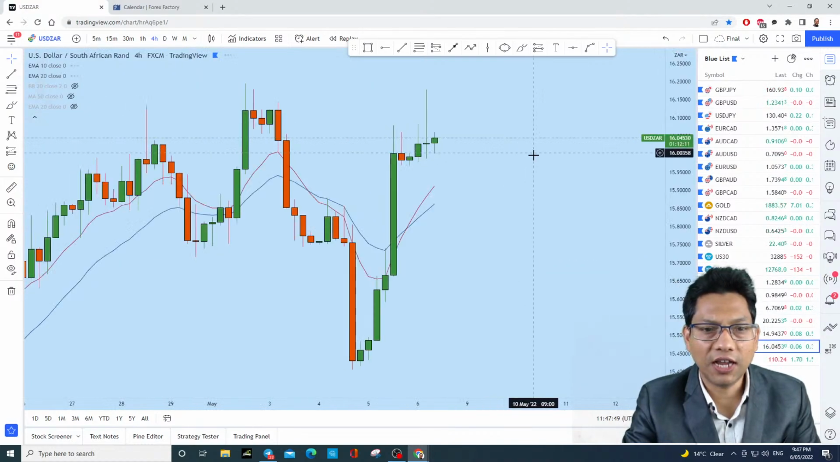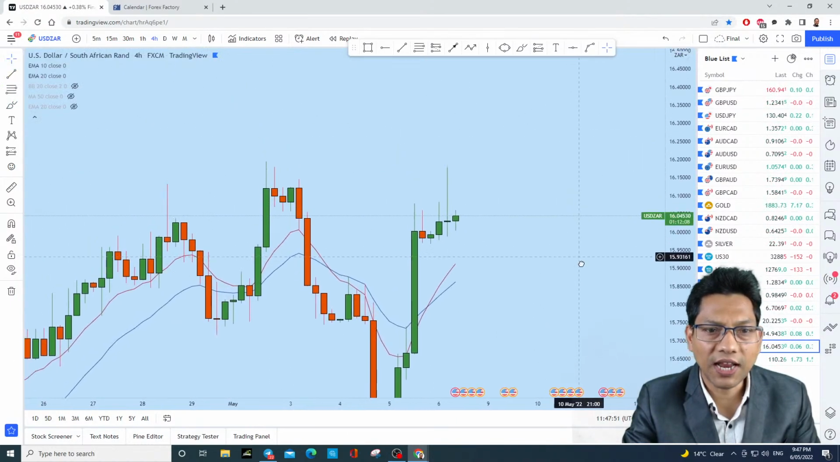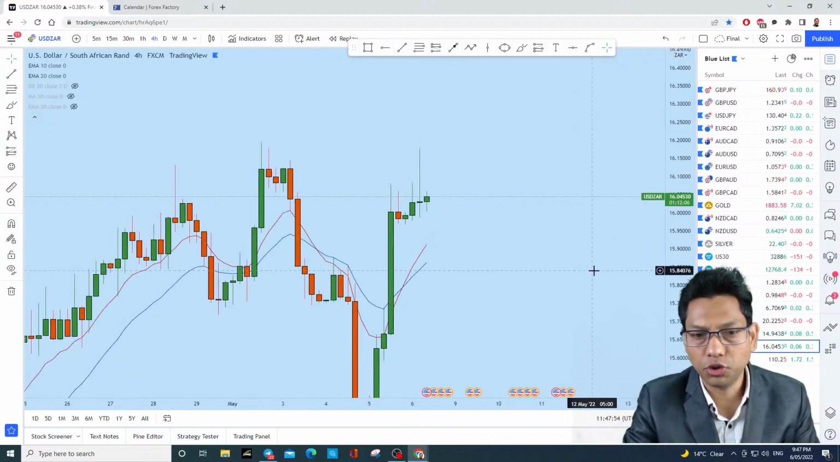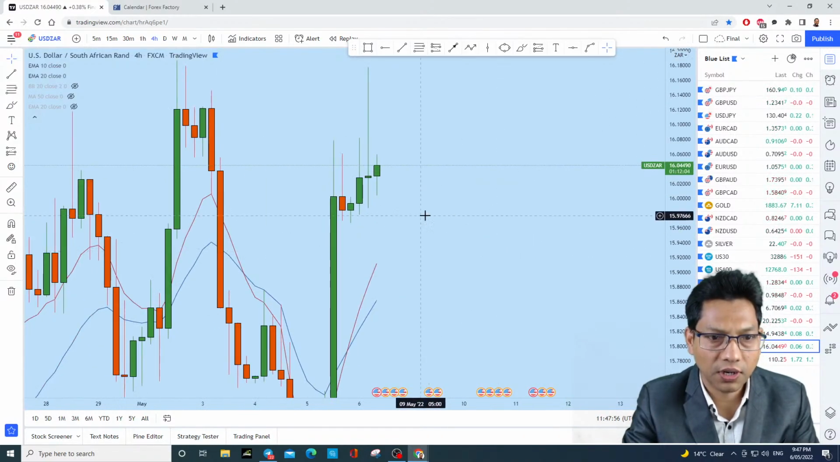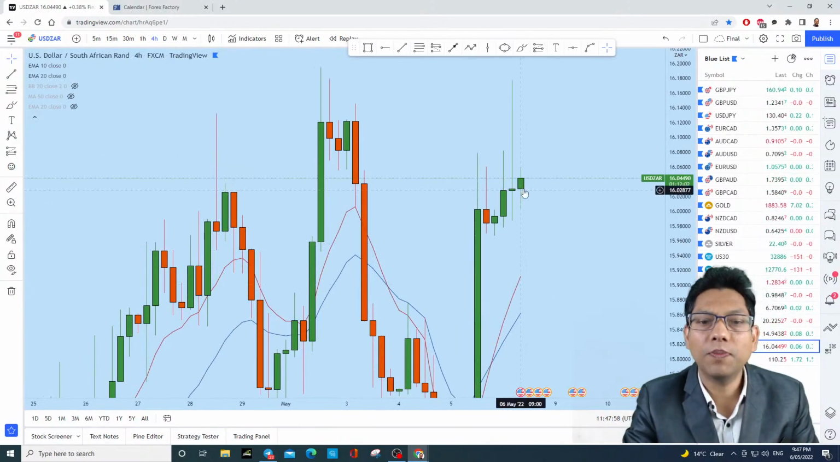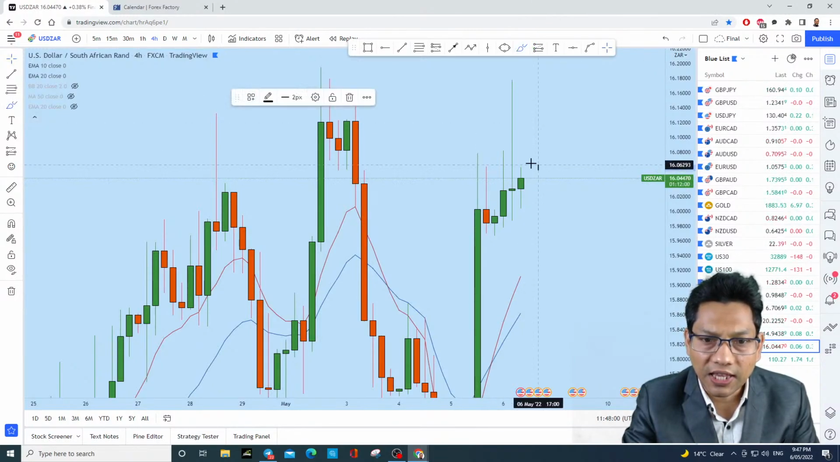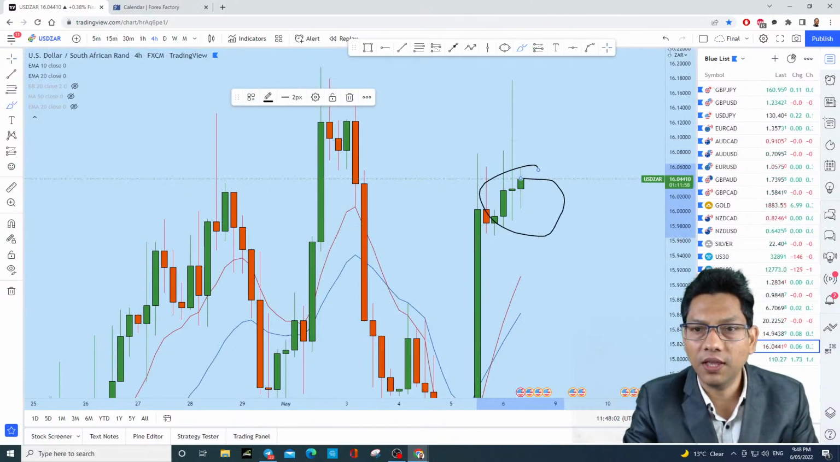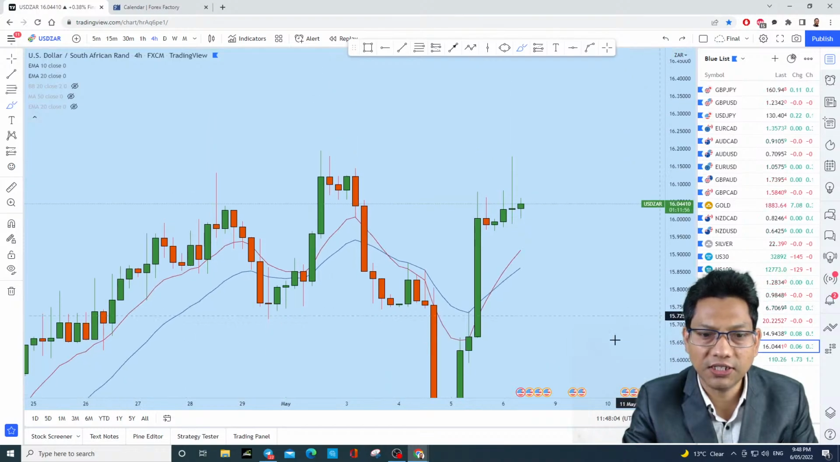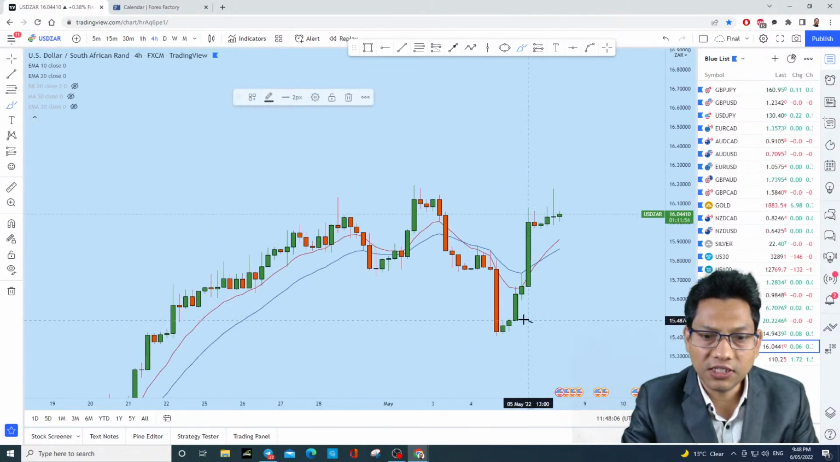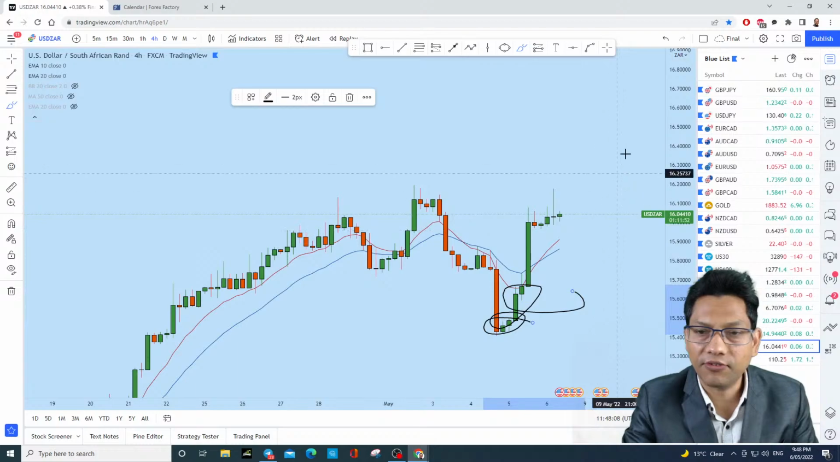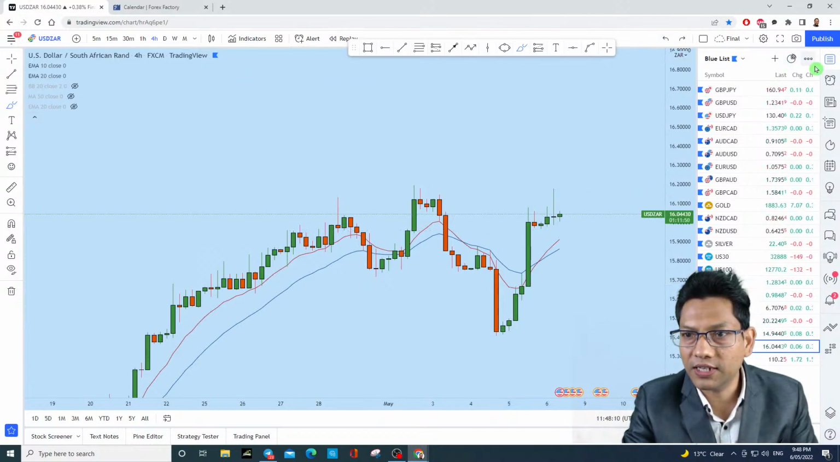So USD ZAR has given a nice bullish opportunity. Okay, this is a strongly bullish market, and this price action is a bullish price action. Okay, this is a nice bullish price action. You see there is this candle, yesterday I tried to post an analysis but I couldn't get time.